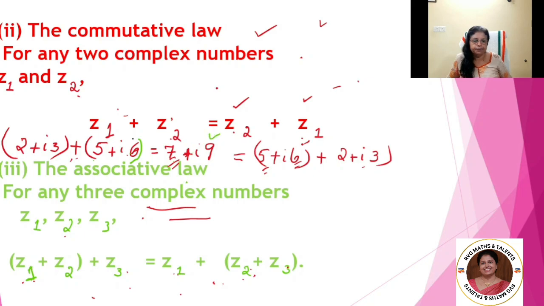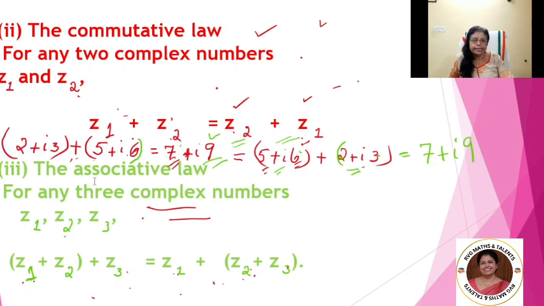So the number is 7 plus i9. Then you change the order. You take Z2 plus Z1. Again, we are adding this. Then 5 plus 2, 7, plus 6 plus 3, that is 9. So again, 7 plus i9. So its answer is also 7 plus i9. That means irrespective of the order, we get the same complex number. That means for any two complex numbers, we have this commutative law for addition.